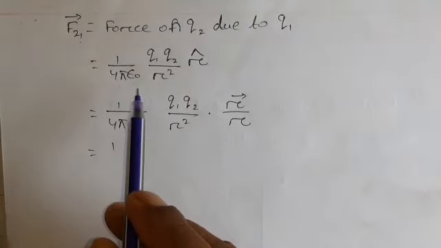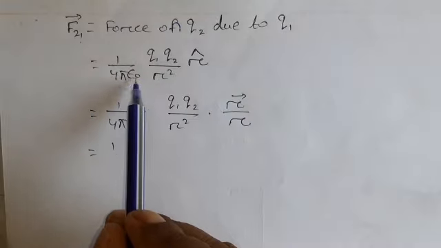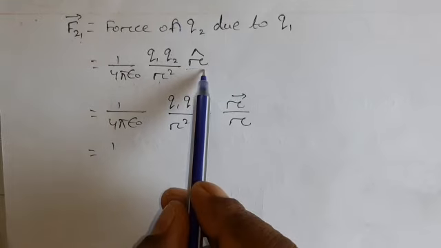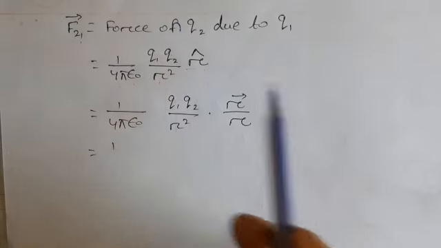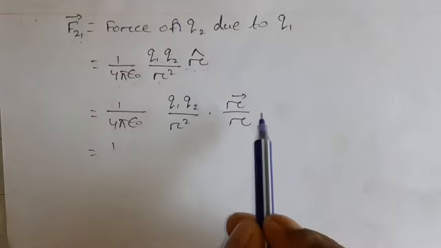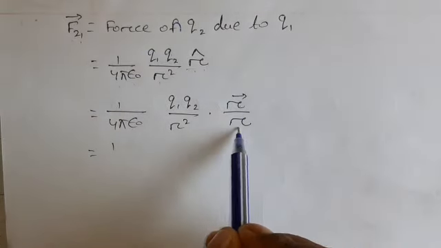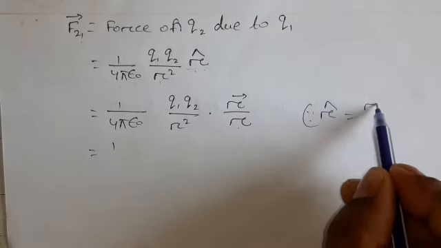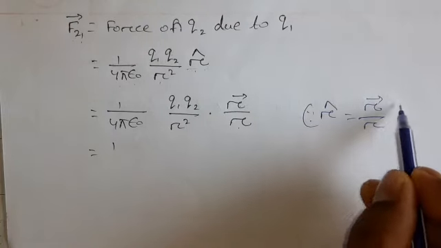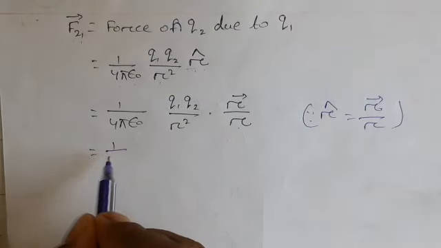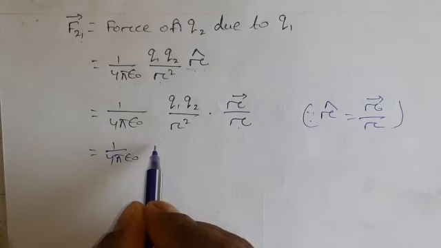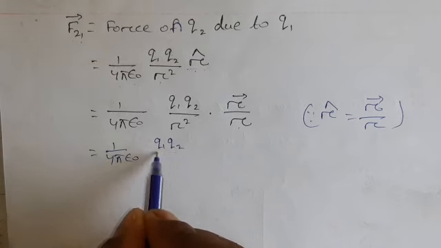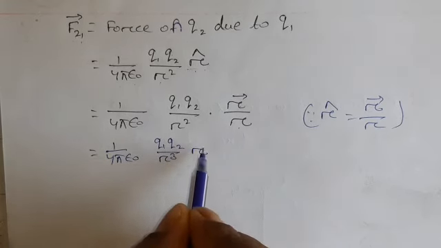F21 equal to, I will write 1 by 4 pi epsilon naught Q1 Q2 by R square, into the direction of position and displacement vector R vector, that is R cap. Then I can write R cap as R vector by magnitude of R vector. We know that, right? R cap equal to R vector by magnitude of R vector. Here I will write again 1 by 4 pi epsilon naught Q1 Q2 by R cube into R vector.